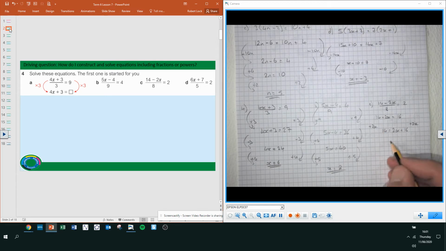Take that over the other side, so minus 16 on both sides. That's 14, take away 16 is minus 2. Minus 2 equals 2x. Divide both sides by 2. We end up minus 1 equals x.